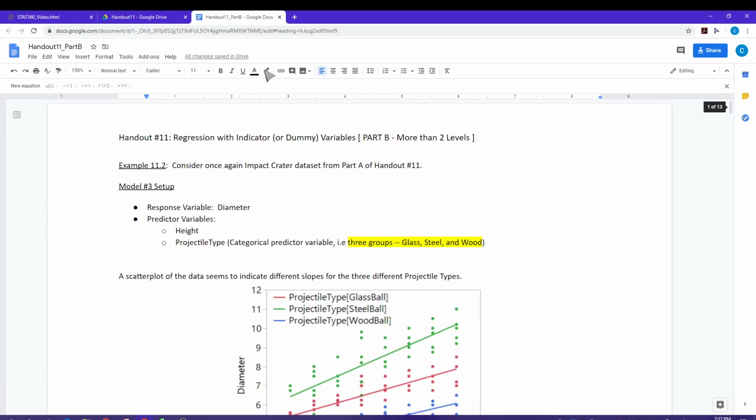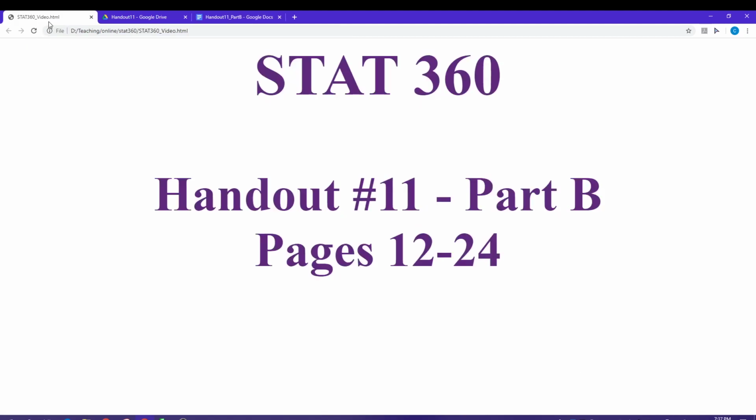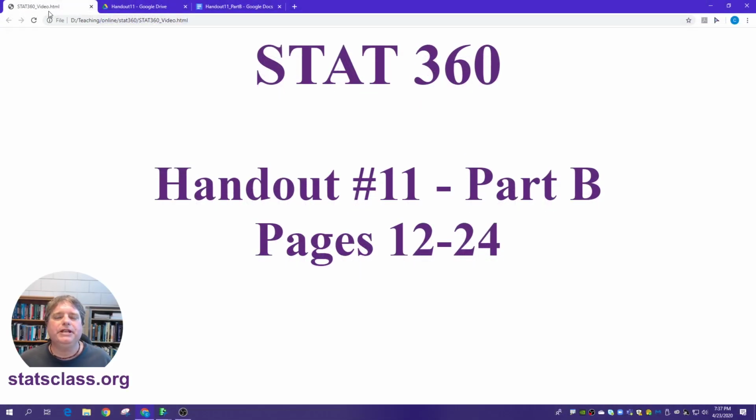Okay, that does it then for Handout 11 Part B, pages 12 through 24. Thank you.